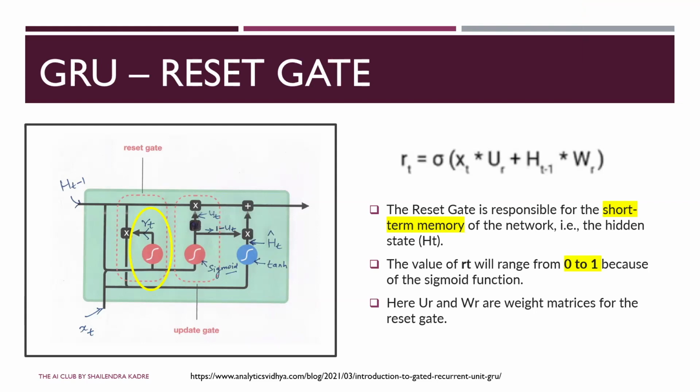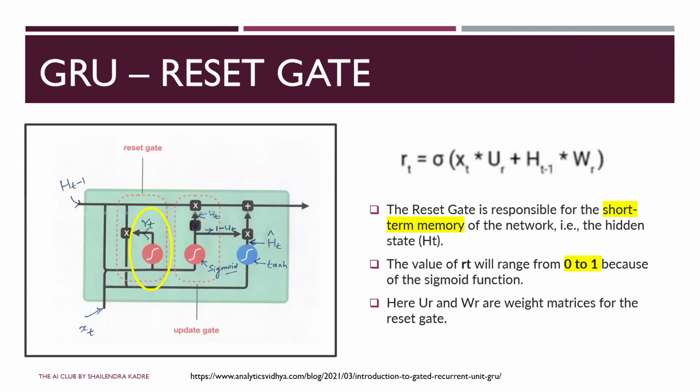XT is the current time input for the current time step, and HT minus one is the hidden input coming from the previous time step. Then you can note down these two, right? Yes. So you can note down RT. I have noted RT inside a yellow circle. Can you note RT down? Yes, we are able to see that.